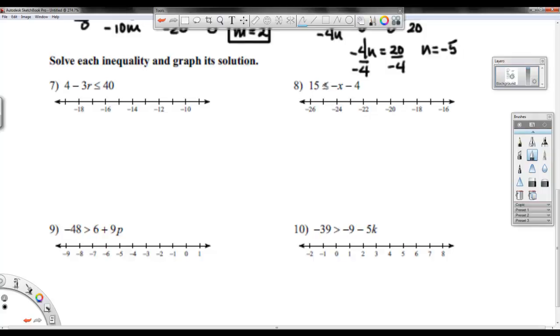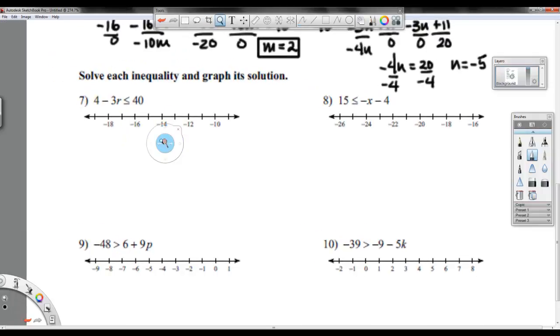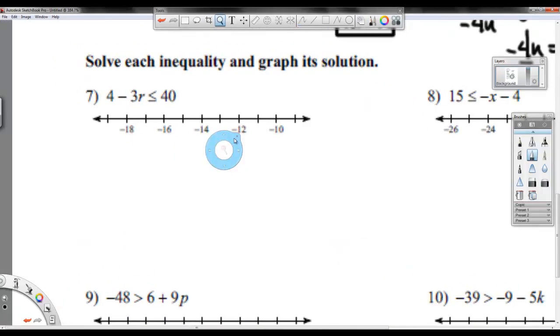Instead of it pointing away from x, it's going to point towards x. Down on here, same idea. So there are 3 equations right off the bat on this test where you're going to end up changing the direction of the inequality. So let's go ahead and get started. Let me zoom in a little bit more, and we'll start number 7.